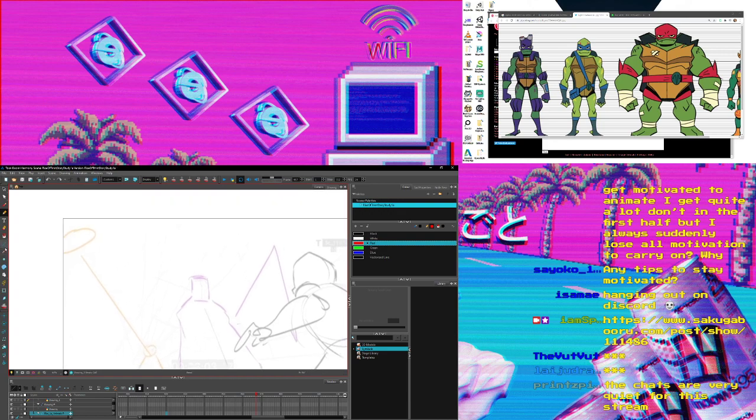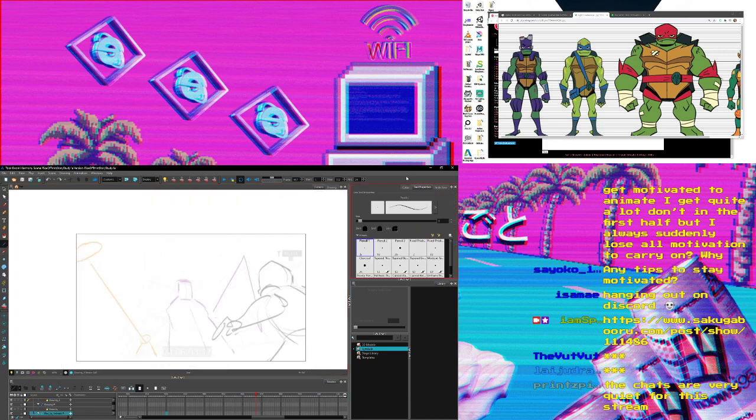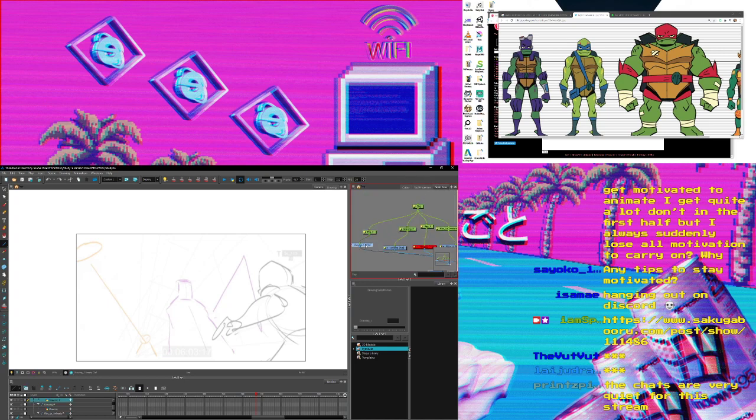So what do we got in the background of the perspective grid that's behind us? This is going to be really important for this shot. So, got ourselves a vanishing point back here.